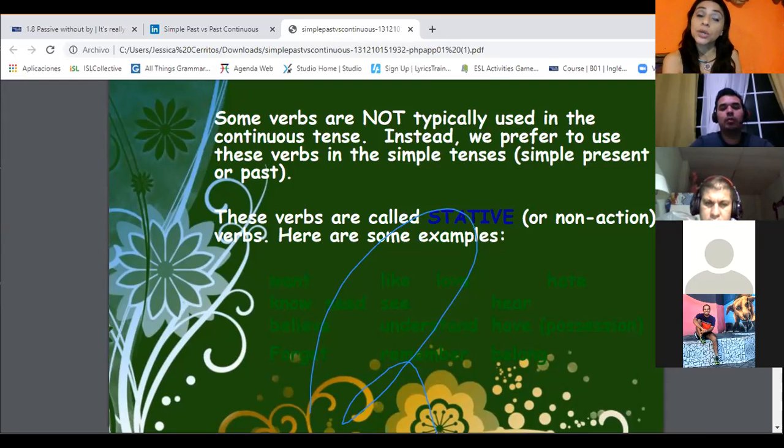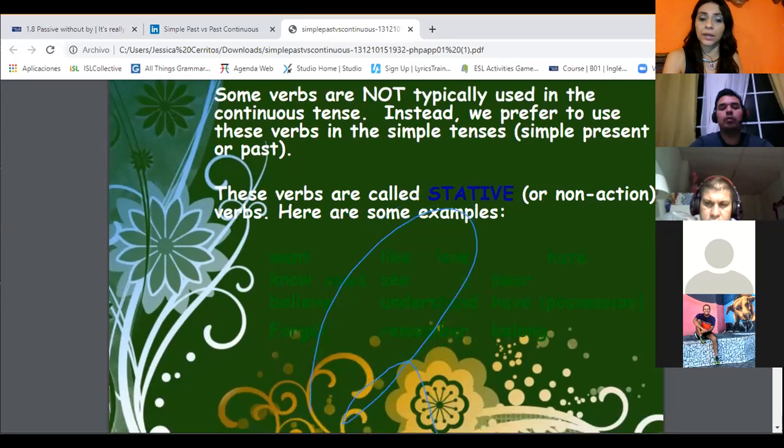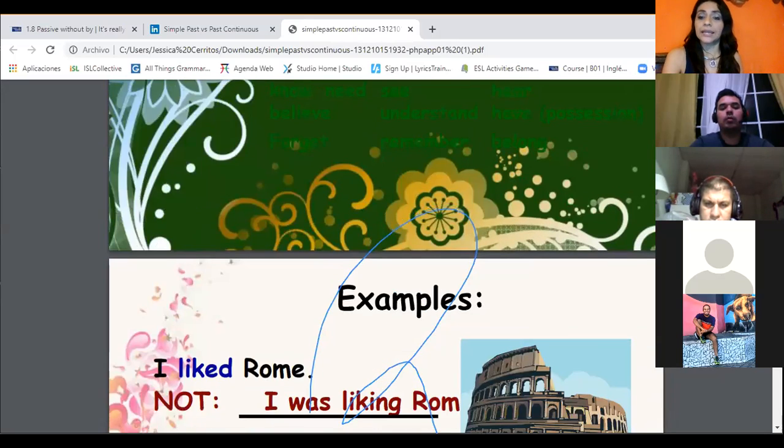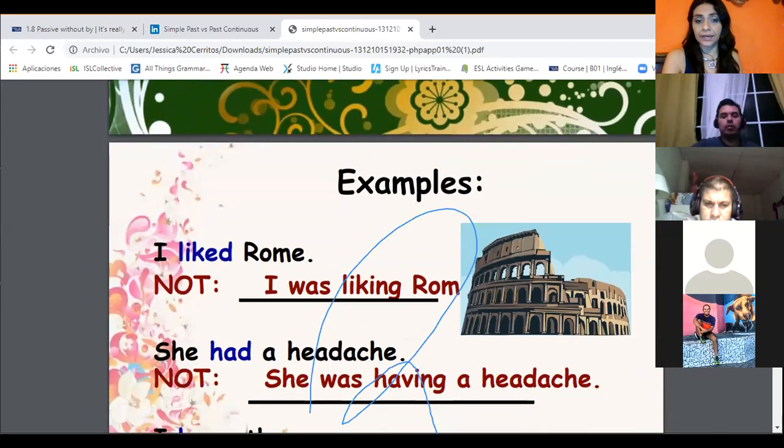All right. So usually, pero subrayo usually porque en inglés hay muchas variantes y excepciones. So we say usually we don't use them in the continuous tenses. Okay. Only we use it in the simple tenses. But this is just a matter of practicing. Okay. Let's see. Gadiel, can you read the examples, please?